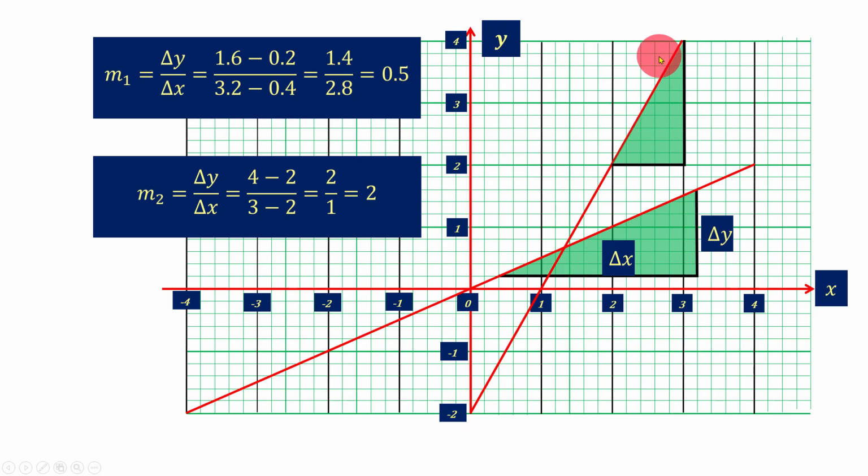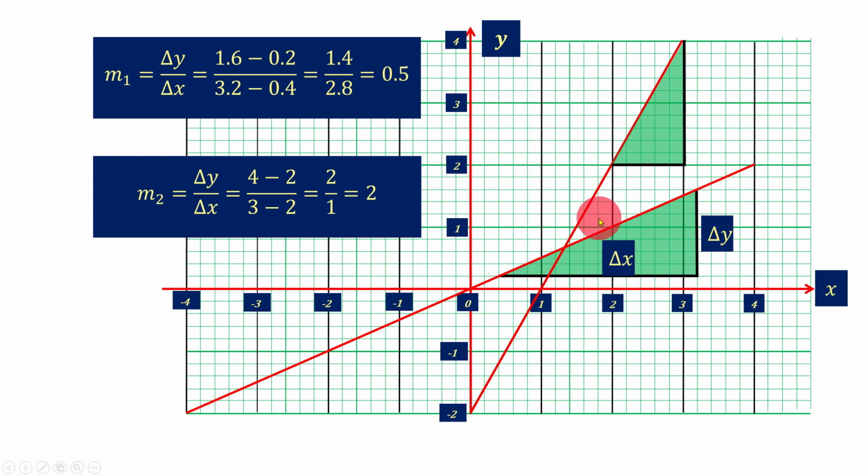You'll find that change in y will be 4 minus 2, and change in x will be 3 minus 1, which gives us 2 divided by 1, which is exactly 2. Okay? So you can see that the magnitude of the gradient tells us that this line is steeper than this line. It's just as simple as that. So this is proof that this line is steeper than this one.